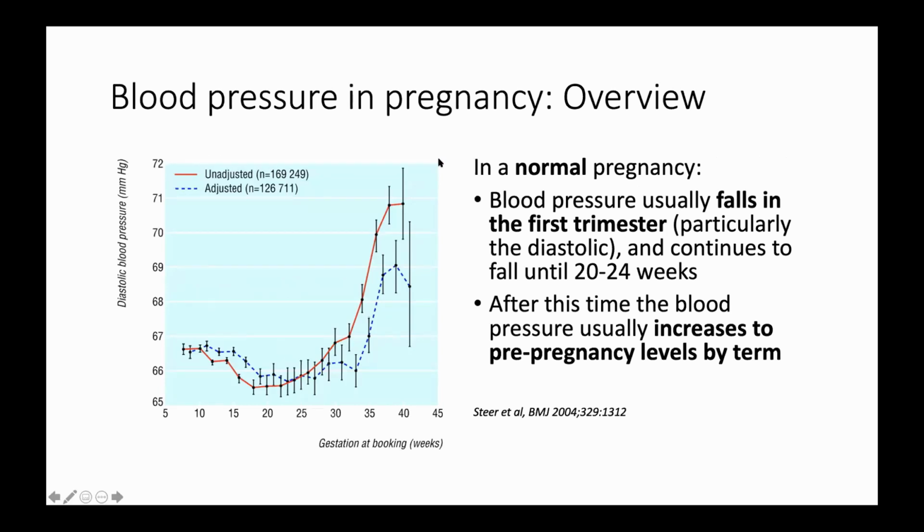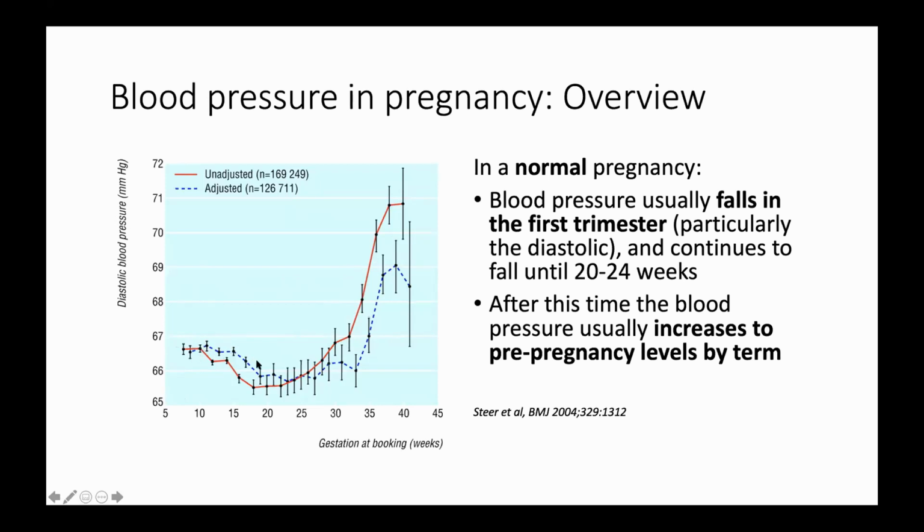I'd like you to ignore the red bar there because those are unadjusted values. So those values haven't adjusted for things like multiparity and ethnicity and various things that are important. I'd like you to focus only on the blue lines. This is from a huge study in the BMJ, which is more than 15 years old now. I think it looked at over 150,000 women, and it measured blood pressure throughout pregnancy.